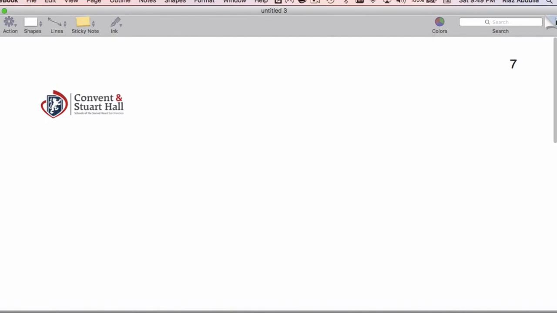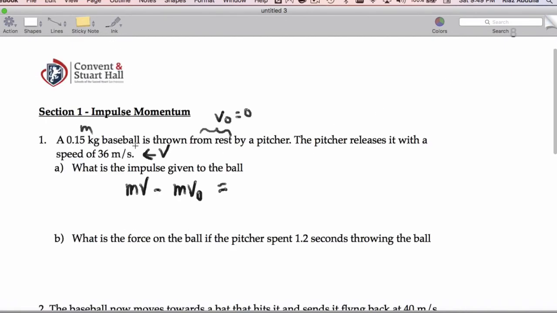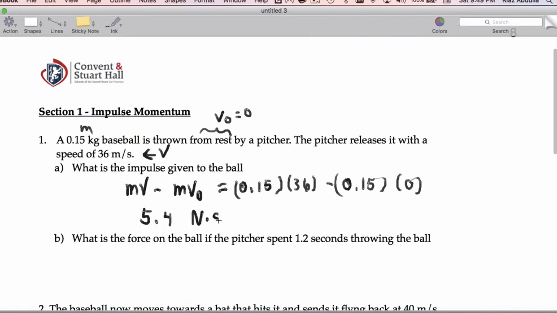So continuing with that, we have mv minus mv naught is going to be 0.15 times 36 minus 0.15 times 0. When we actually work that out, that's going to give us an impulse of 5.4 newton seconds.